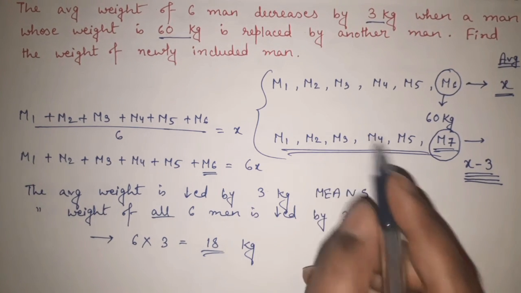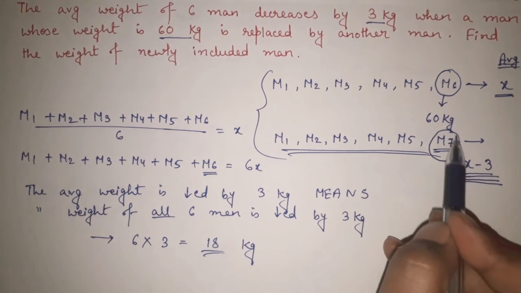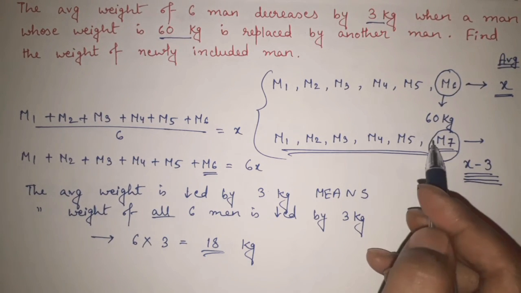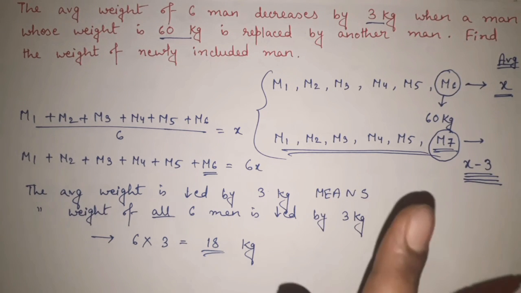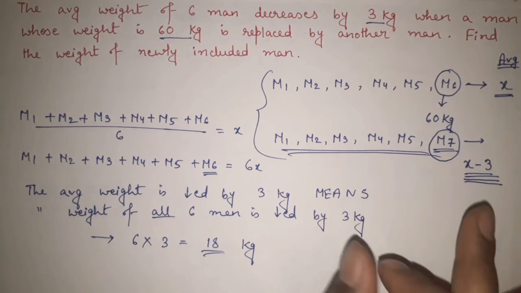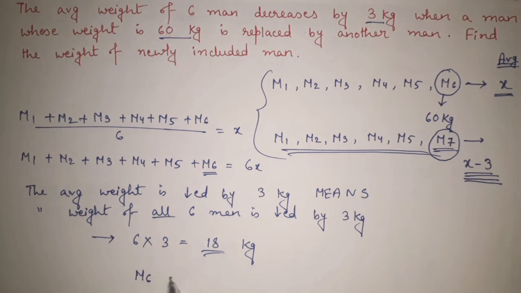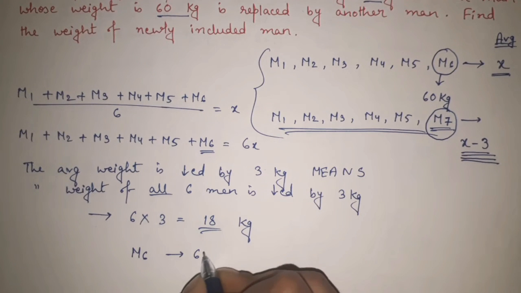But are we changing any men? No, we are just changing one man. We are not changing all the men. We are just changing one man. That means what? That single man who is being changed, his weight is 18 kg less. That means what? The initial weight of M6 was 60 kg.